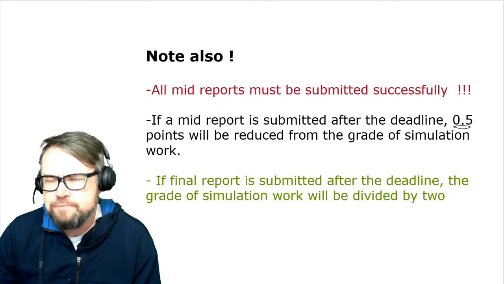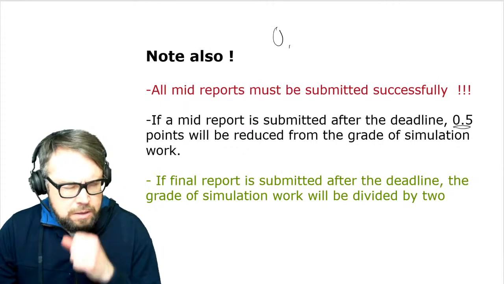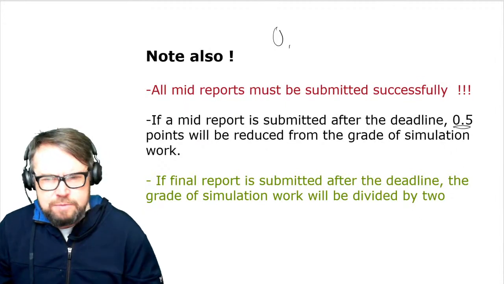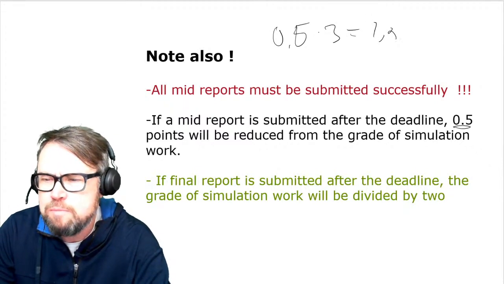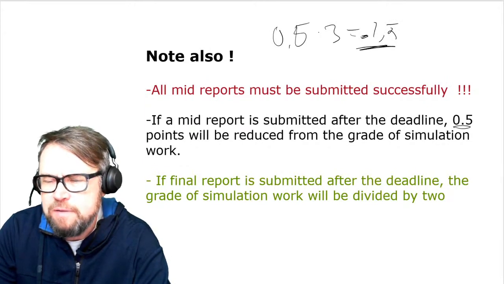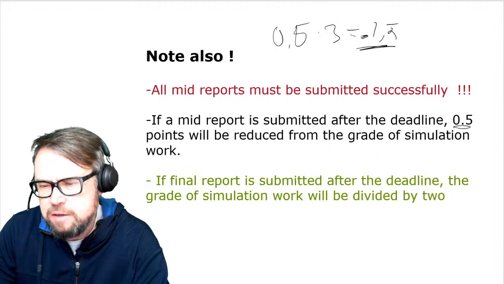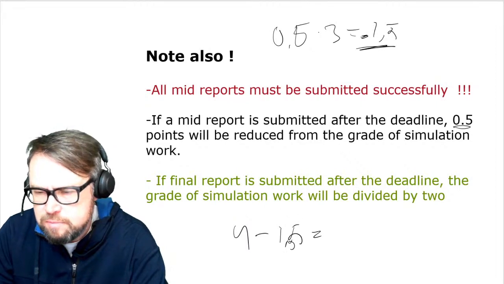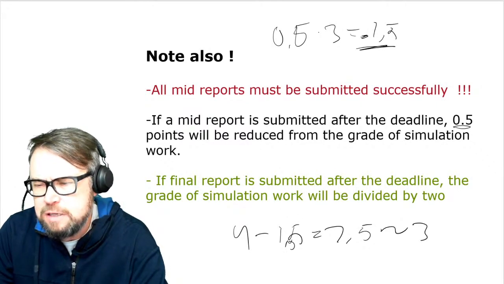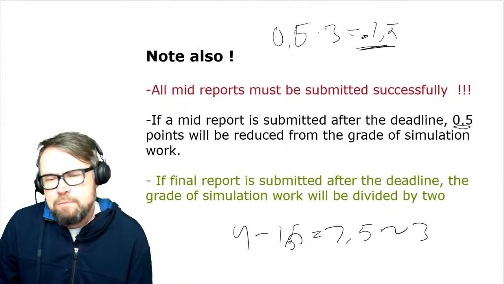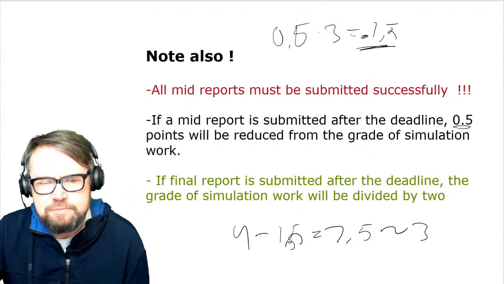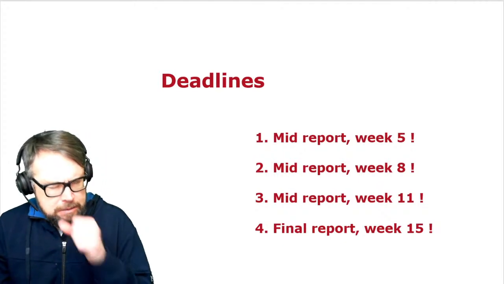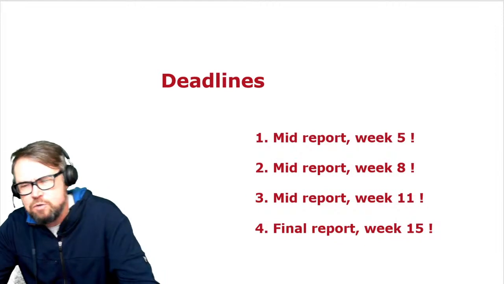And remember, there were 3 mid-reports, so if you miss them all, it's going to be 0.5 multiplied by 3, 1.5, minus 1.5. So if you do well in your simulation assignment, you get 4, minus 1.5, that's 2.5, which is still rounded to 3, but it makes an effect. So make sure that you do everything in a timely manner. Respect the deadlines. That is important. Here are the deadlines. How it goes in detail, you're going to learn from Suraj.